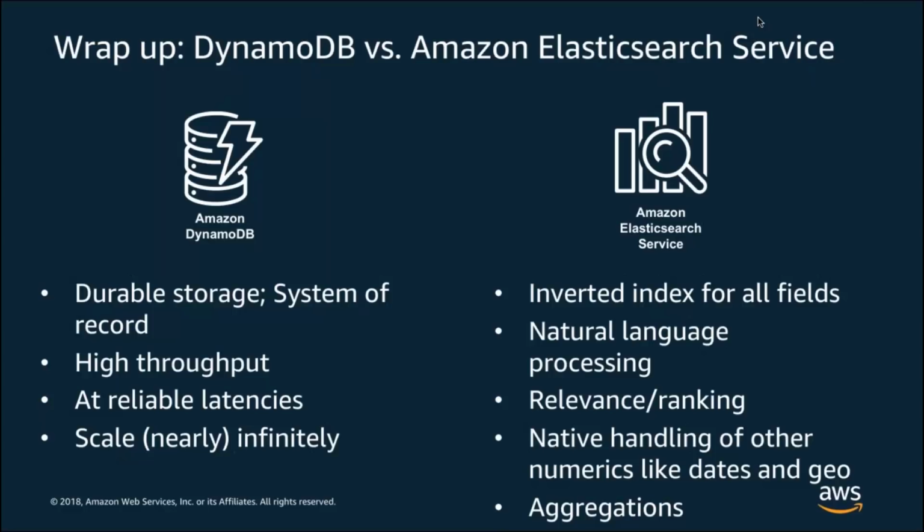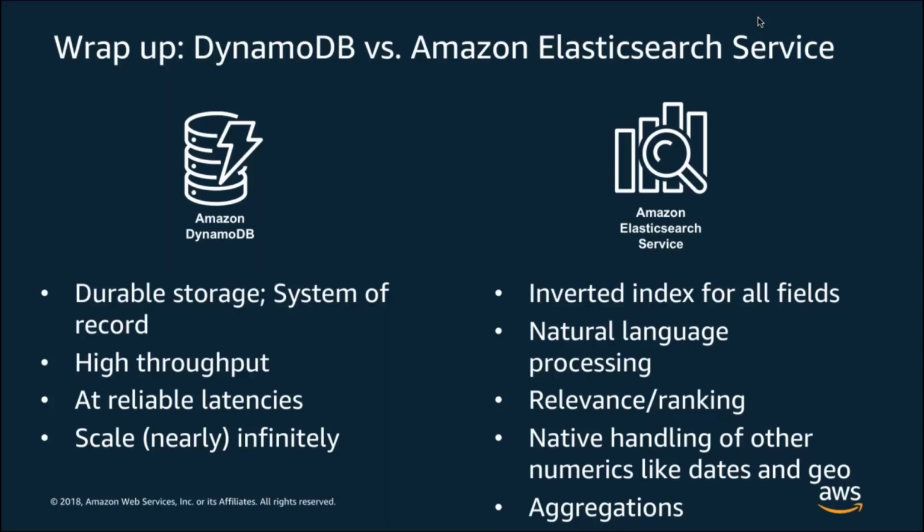So let's wrap up and talk about the ground that we've covered. As I said, we have a number of customers that use Amazon DynamoDB to store high-velocity data or to store as a system of record for their application data. Dynamo itself is designed for durable storage and high throughput at reliable latencies, which can scale nearly infinitely. Dynamo is nicely complemented by Elasticsearch Service, where Elasticsearch Service provides you the means of expanding the coverage of your search, of the ability to search the data.